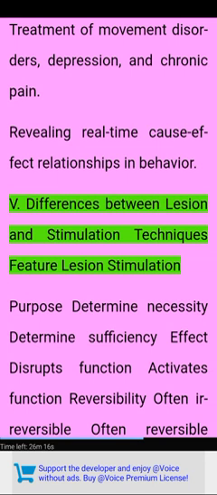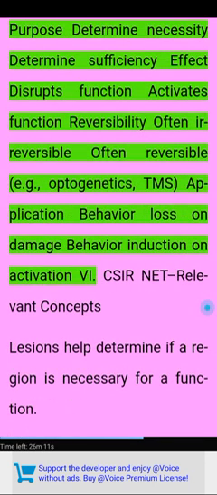The differences between lesion and stimulation techniques. Purpose: lesion determines necessity, stimulation determines sufficiency. Effect: lesion disrupts function, stimulation activates function. Reversibility: lesions are often irreversible, while stimulation is reversible, e.g., optogenetics, TMS. Application: behavior loss on damage for lesions, behavior induction on activation for stimulation.